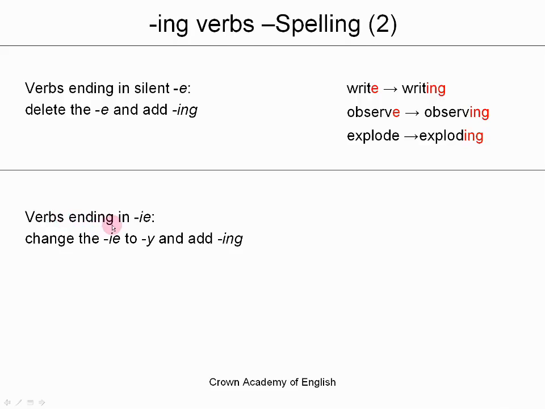Verbs ending in the letters IE. This is a slightly different rule. This time we change the IE to Y and then we add ing. So we go from die becomes dying and tie becomes tying. We can see here, this is the IE. We remove the IE, we change it to a Y, and then we add ing.